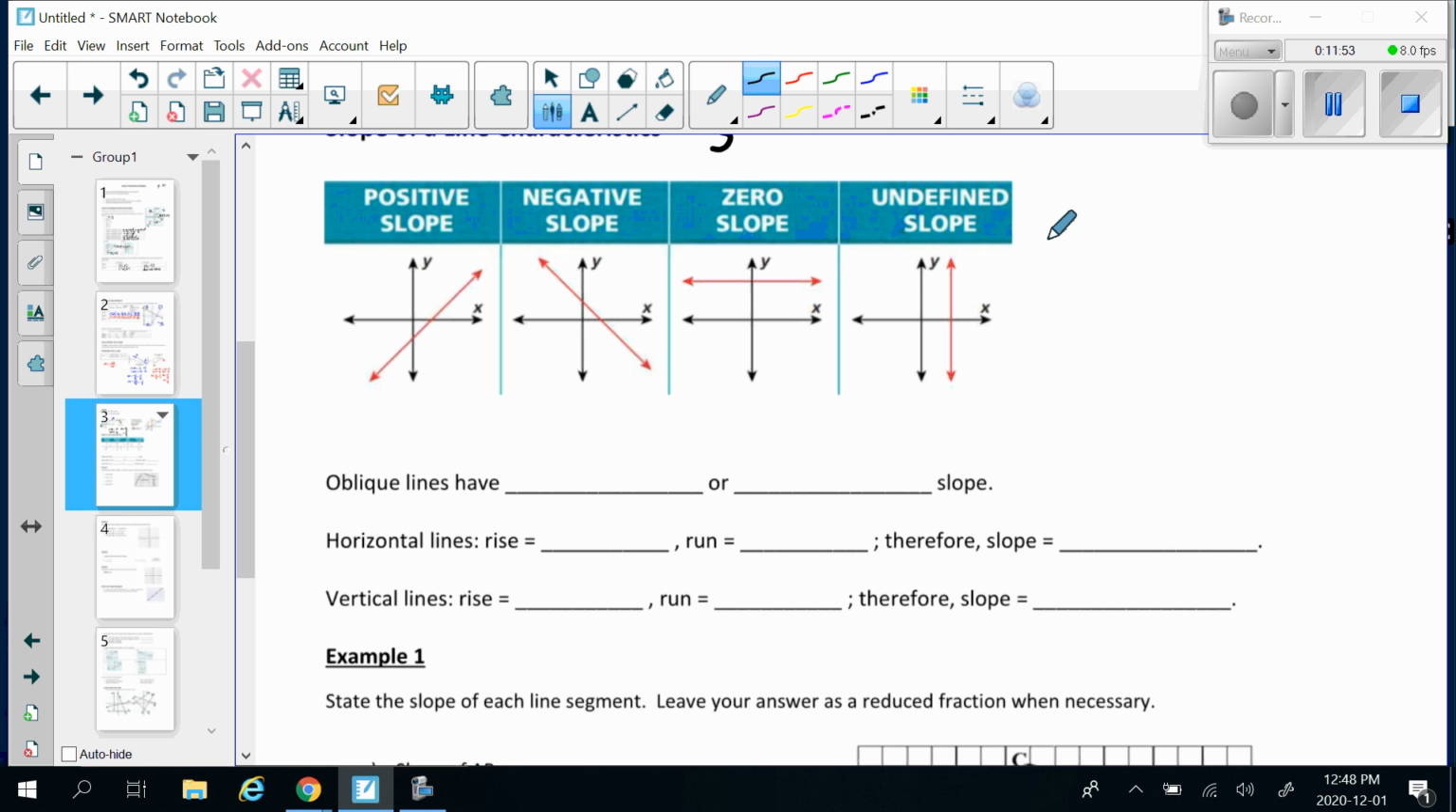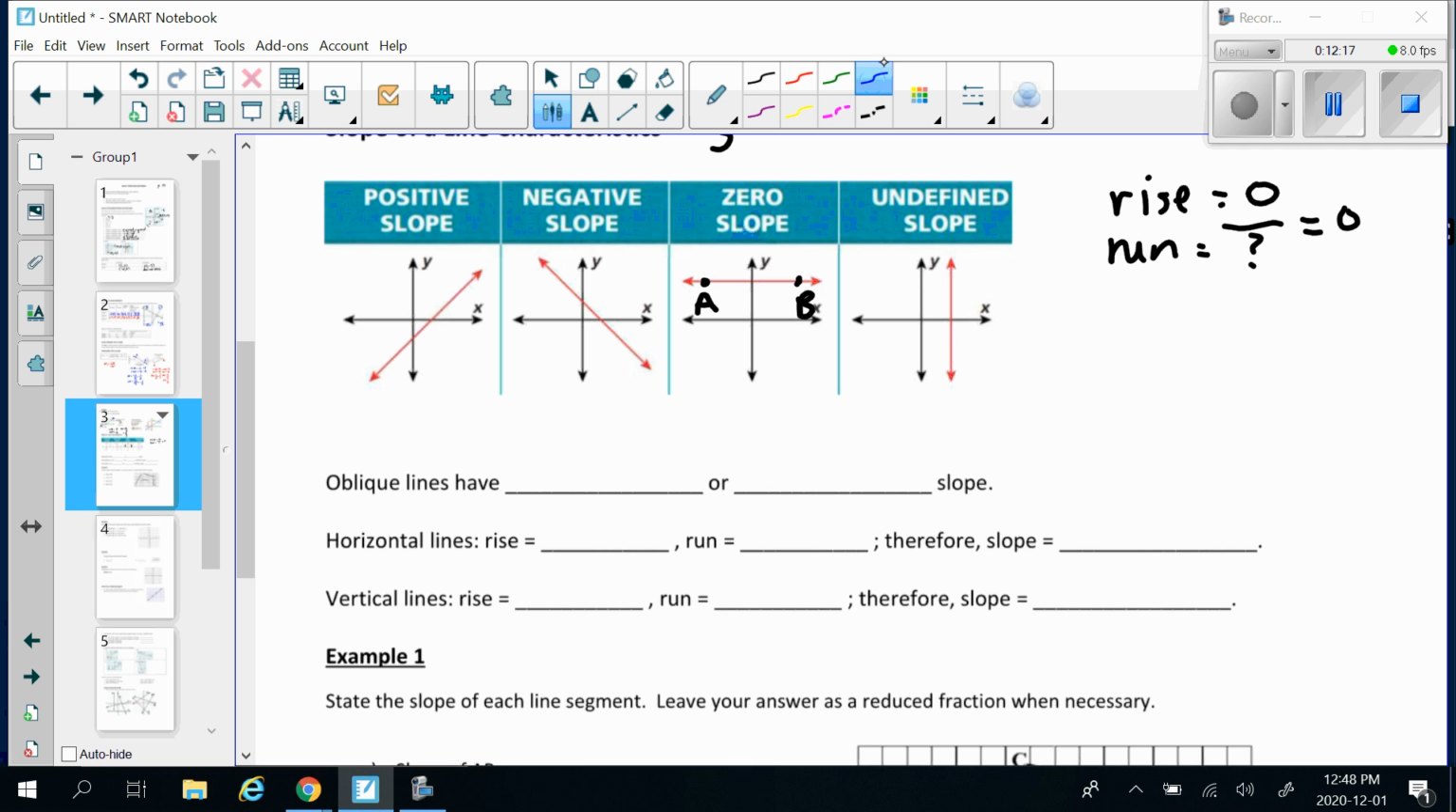The way I can explain that is that if you go from this point A to this point B and you're looking at your rise, it's actually nothing. There's nothing to rise to. So if you have a rise of 0, it doesn't matter what your run is. It could be anything, but 0 over anything is still 0. And that's why a horizontal line is going to have a 0 slope.